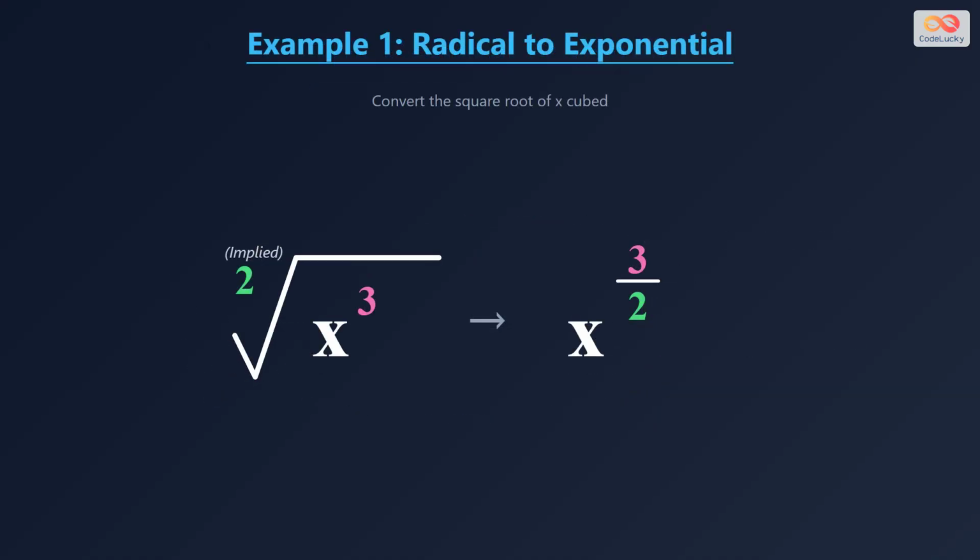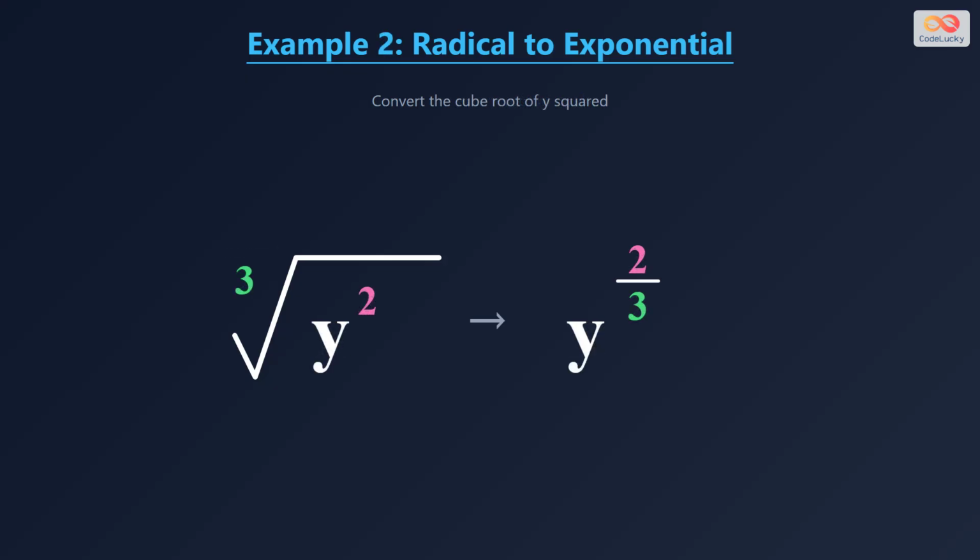Let's try an example. Here we have the square root of x cubed. Remember, if there is no number written in the index spot, it is an implied 2. So, using our rule, the power 3 goes to the numerator, and the index 2 goes to the denominator. This gives us x to the power of 3/2.